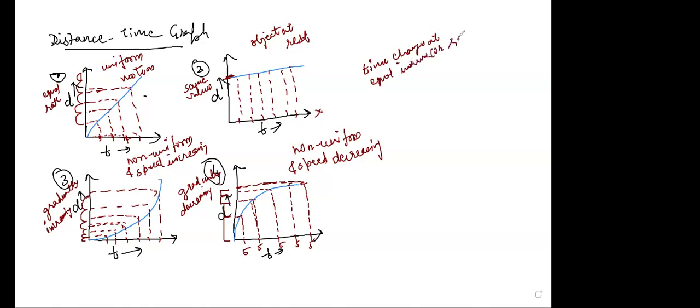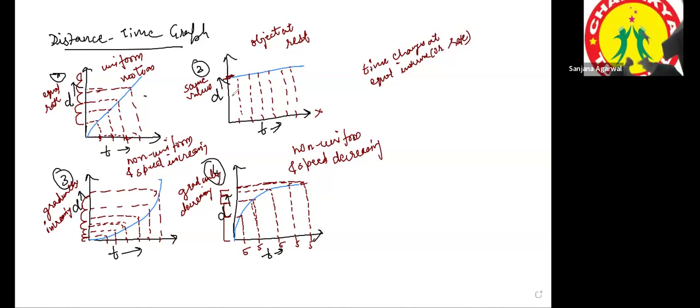Ma'am, in uniform motion, is the speed going to change? Your speed is not changing. Speed is fixed. That's why it is uniform. And how do we say that speed is fixed and uniform? Because distance is changing at an equal rate.